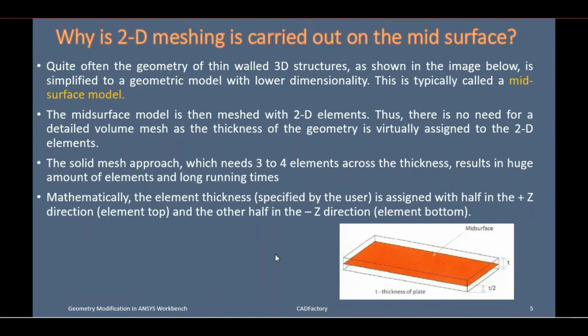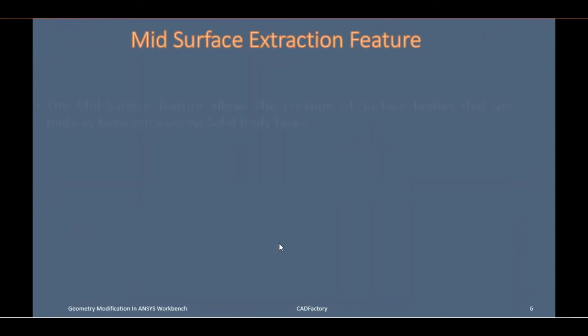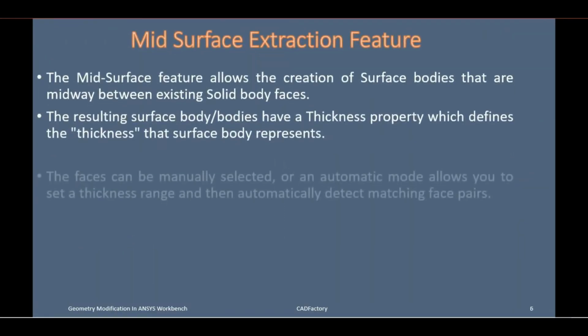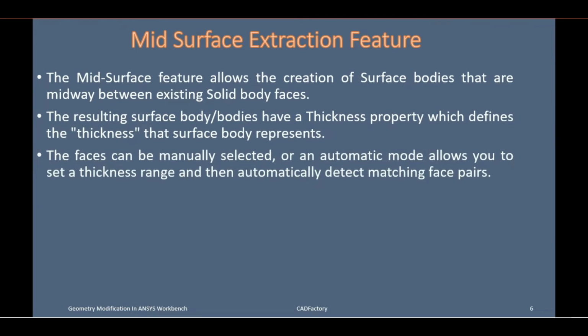So whatever thickness we have, we assign half to the upper portion of the element and half to the lower portion of the element. Here an example is given. T is the total thickness, and here the colored surface is your mid surface, and T by 2 is the thickness which is given at the bottom side as well as at the top side. So this is 2D meshing. Now the mid surface extraction feature. ANSYS Workbench has a feature known as the mid surface extraction feature.